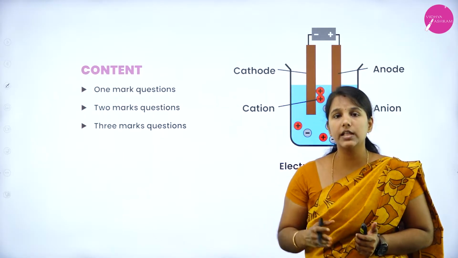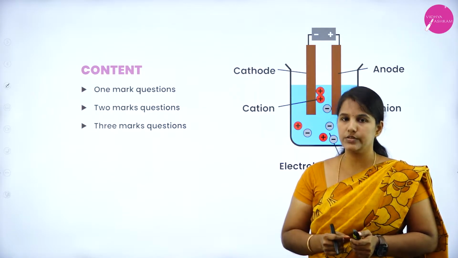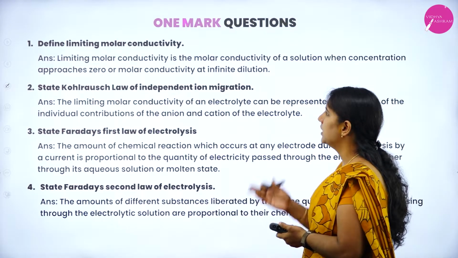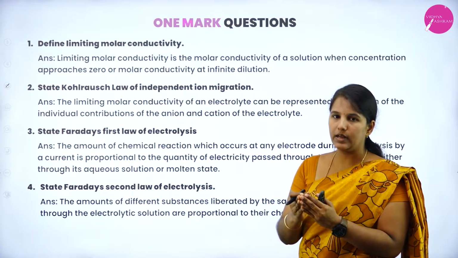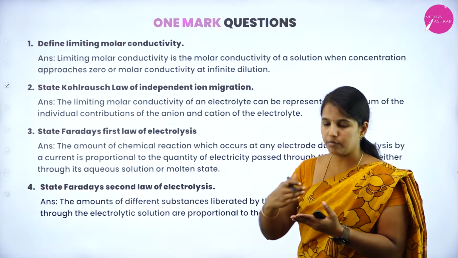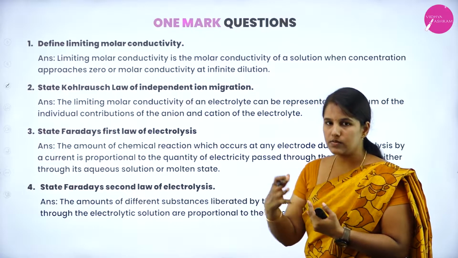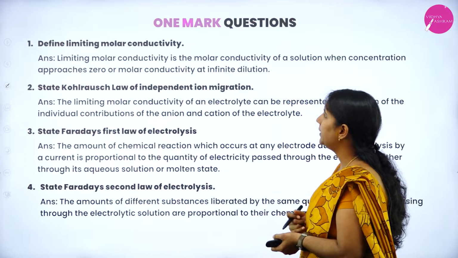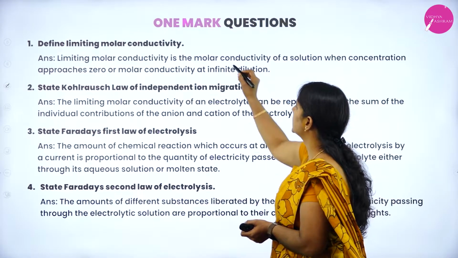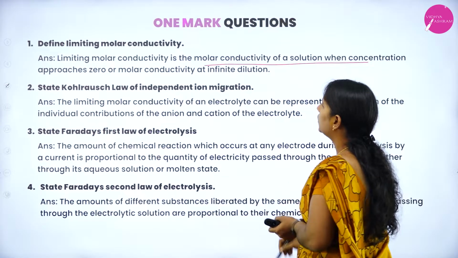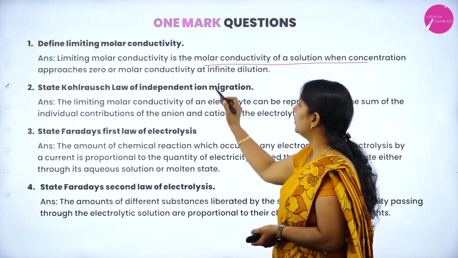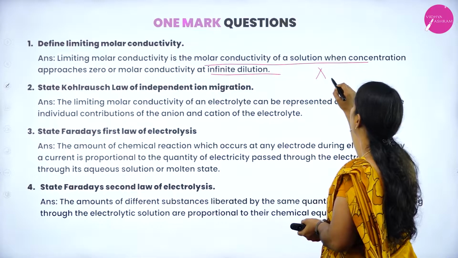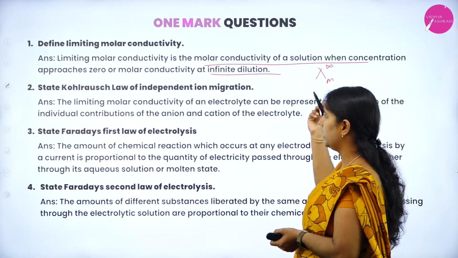Now we will see which important questions have been repeatedly asked in this unit, the 1 mark, 2 mark and 3 mark questions. The first 1 mark question: as I said, in this unit there are two distinct parts. In the first you study conductivity, then later the types of cell. You have to understand: define limiting molar conductivity. Limiting molar conductivity is nothing but the molar conductivity of a solution when the concentration approaches 0, or the molar conductivity at infinite dilution. We represent molar conductivity at infinite dilution like this.